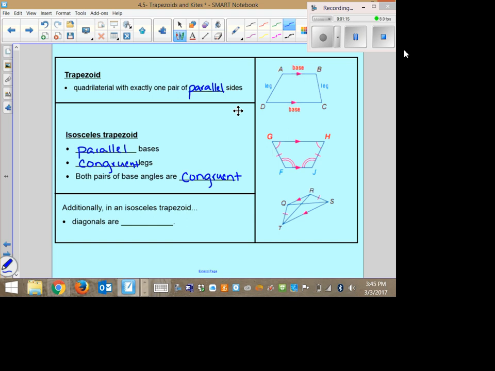Additionally, in an isosceles trapezoid, our diagonals are congruent. So in an isosceles trapezoid, we can see that our diagonals are the same length.